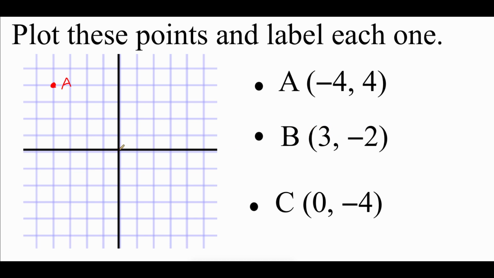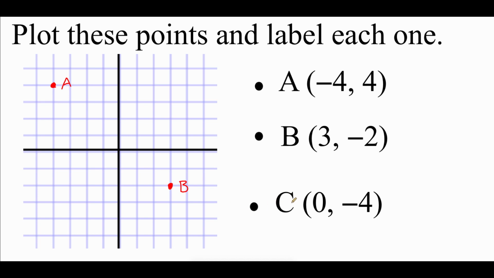So from the origin to plot out point B, I need to go to the right 3 spaces, but then down 2 spaces. So again, where those grid lines intersect each other, I'm going to label that one as point B. Now, because we're on the right-hand side and down, that means point B is in the 4th quadrant.